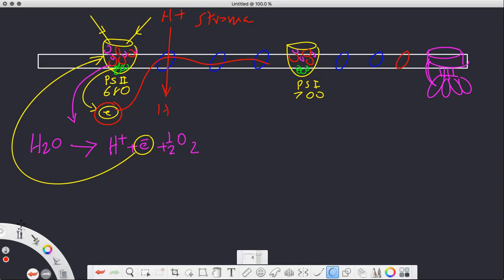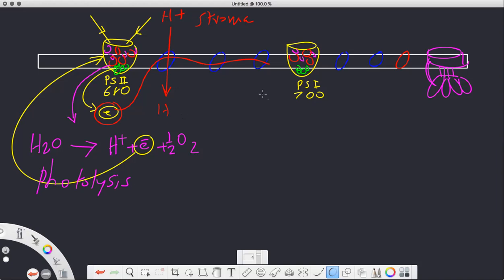Right, now this reaction is called photolysis. This is called photolysis, splitting of water molecule. Now we understand that in photosynthesis, oxygen molecules are formed as a result of splitting of water molecule. That means photolysis. Okay.